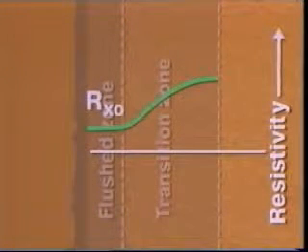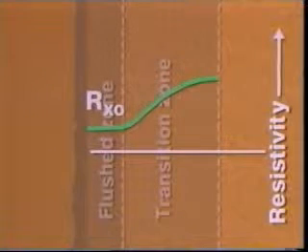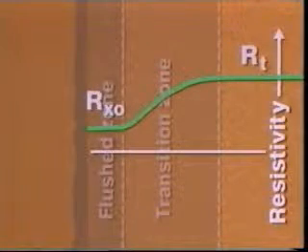Away from the borehole, as more hydrocarbons mix with the mud filtrate, the resistivity of the invaded zone gradually increases to R sub T, the true resistivity of the uninvaded zone. Now let's see how we go about obtaining a quantitative estimate of water saturation from well logs.